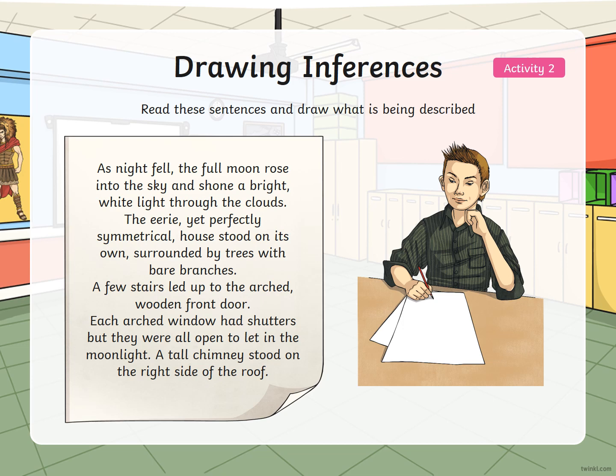So you need to draw a picture and try and include all of the information given in these sentences. So every bit of detail, try and include in your picture. Okay? So pause the video now and have a go at drawing that picture.